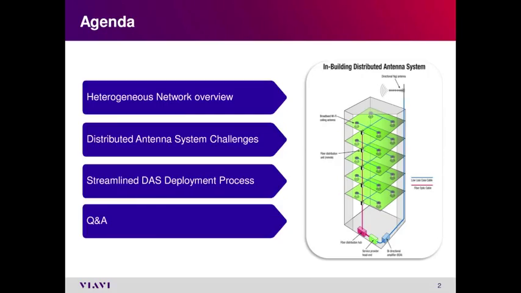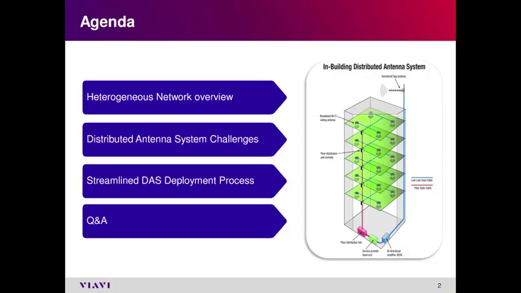We will start with HetNets. What HetNets are, how they work in harmony with the rest of the network, and how macro cells, small cells, DAS, Wi-Fi, everything works together. So we will discuss at a very high level what HetNets are and why we need all of that, right? Then we will go into our distributed antenna system. We'll talk about the challenges and some of the streamlined approaches that we identify as ways to improve your time to deploy and optimize DAS networks. At the end, we will take the question and answers.